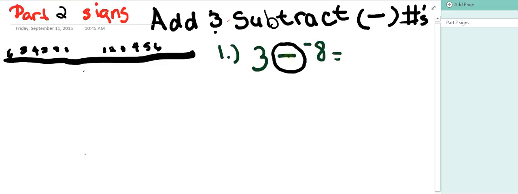So what are the addition rules? If you have a positive and a positive, you're going to add it, and you're going to keep the sign. So we're going to keep the sign, right? And what did you guys get? If you got 11, then you did it. Pat yourself on the back because you're getting it quickly. If not, then you're going to get it on this next one. I'm pretty sure about that.